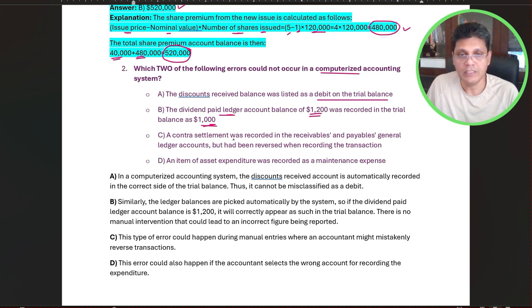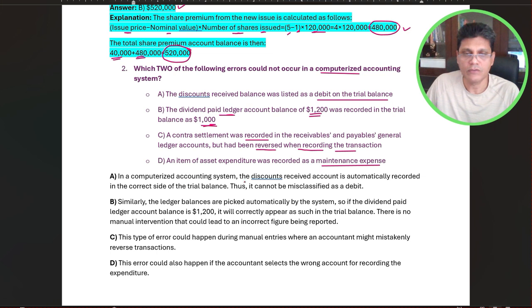A contra settlement was recorded in the receivable and payable general ledger accounts but had been reversed when recording the transaction. Okay, an item of asset expenditure was recorded as a maintenance expense. If you take the first one, a discount received balance was listed as a debit on the trial balance. Can this happen in a computerized accounting system?